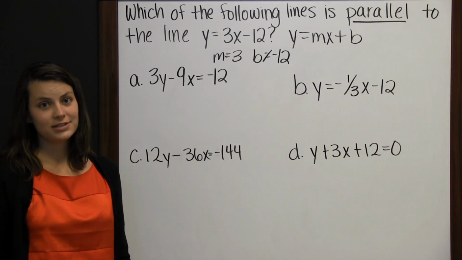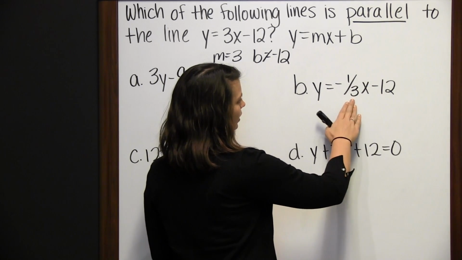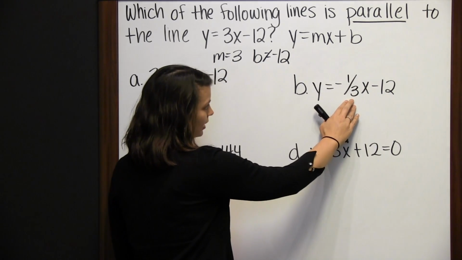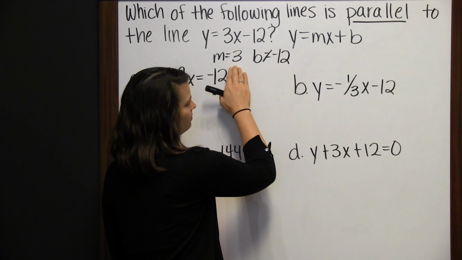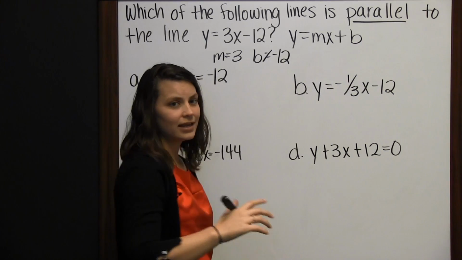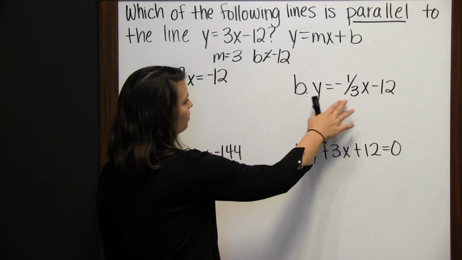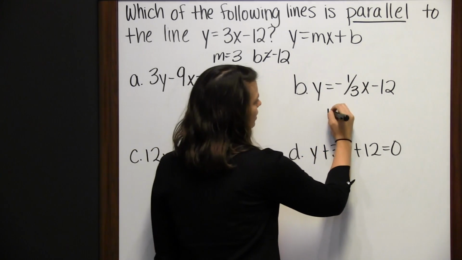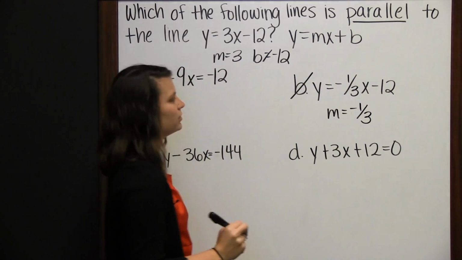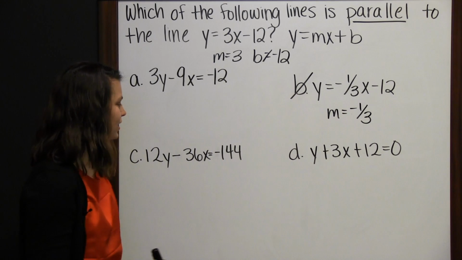Let's look at b first, because b is in slope-intercept form. y equals mx plus b. As you can see, our m, -1/3, is not the same as our m from our original line. And again, m stands for slope, and our slopes have to be equal for our lines to be parallel. Since this slope is -1/3, it is not parallel to our line. So we've already eliminated one answer choice.